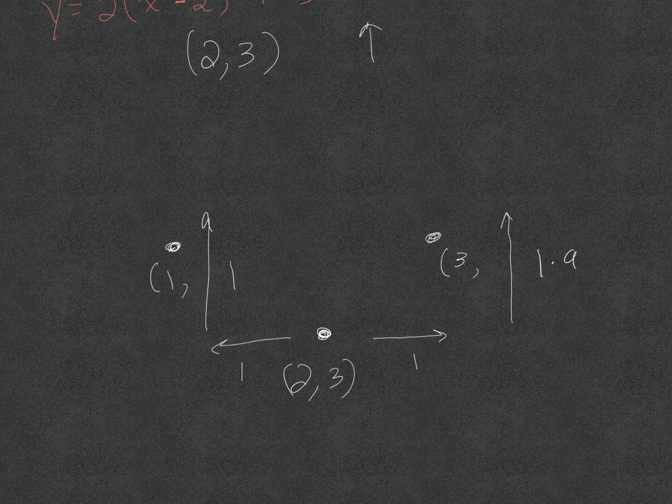Okay. Now, I'm going to go up 1 times a, but a is 2. Remember? So 1 times 2 is equal to 2. I'm going to go up 2, not up 1, up 2 from 3. So that's going to give me 5. 3, 5. And this 1 here, that's going to give me 1, 5. So I have 3 points already. 2, 3. 3, 5. 1, 5.